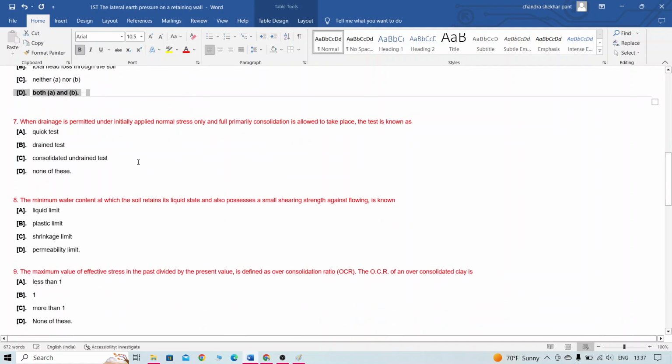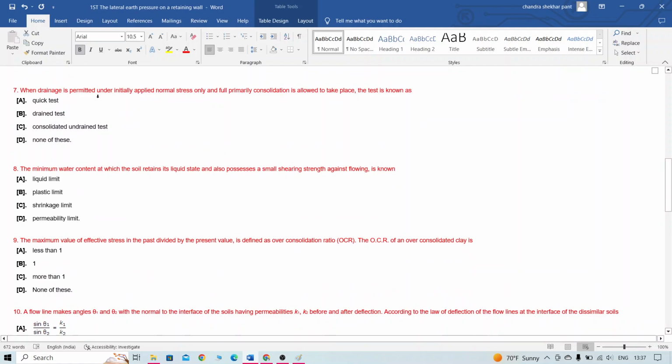Okay, so moving to the next question. When drainage is permitted under initially applied normal stress only, and full primary consolidation is allowed to take place, the test is known as which one? Quick test, drained test, consolidated undrained test, none of these. So quick test is basically a test where permeability of water through soil is allowed. So this means it is also known as the consolidated undrained test.